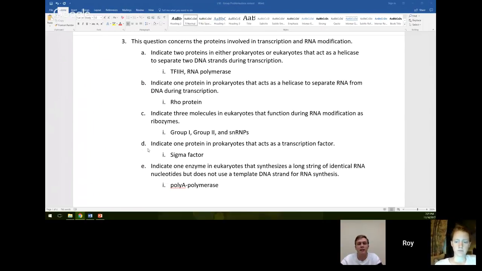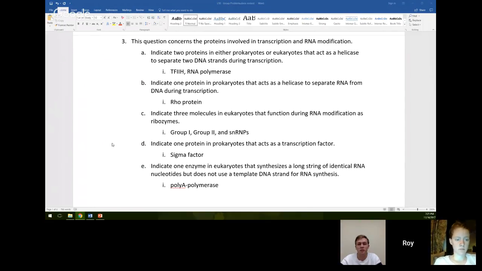And then indicate one enzyme in eukaryotes that synthesizes a long strand of identical RNA nucleotides. It doesn't use a template DNA strand for RNA synthesis. It is poly-A polymerase, which is used during polyadenylation, which adds the long strand of adenines at the end of RNA molecules.